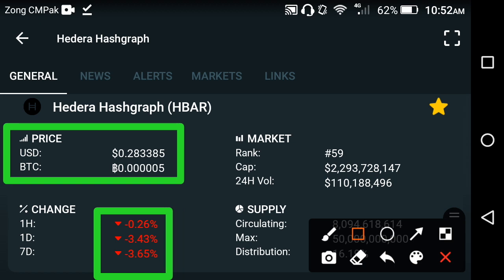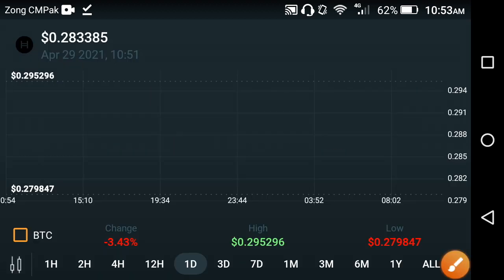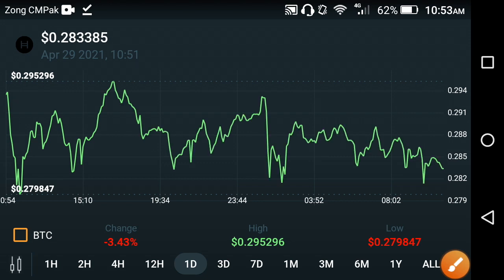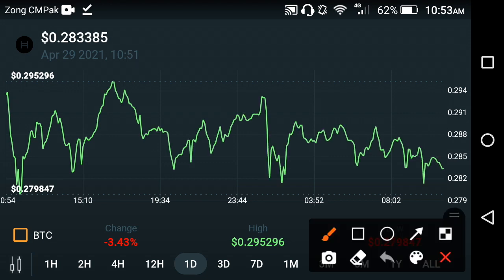Oh my god, Hedera Hashgraph keeps falling down over and over, friends. The last 1 hour change is negative, the last 1 day change is negative, the last 1 week change is negative. Oh my god. Let's see the price prediction chart on the screen. As you can see here, that is the last 1 day price prediction chart, friends.